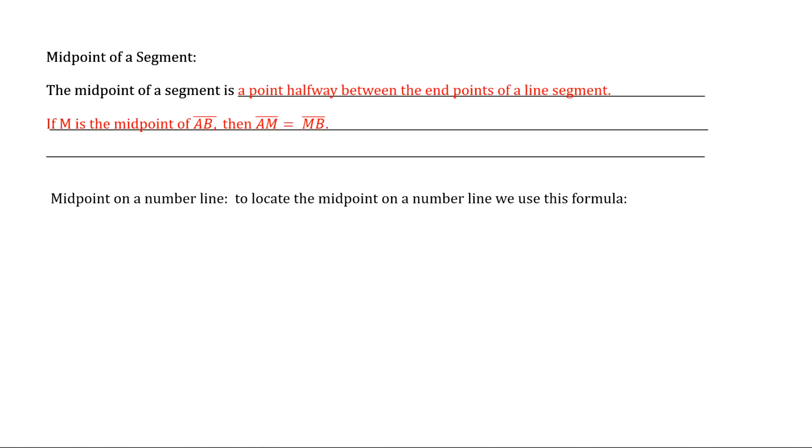To locate the midpoint, we're going to use this formula: x1 plus x2 divided by 2. We're basically taking the average of the two points to get the middle. Think back to old math with mean, median, and mode. The mean is the average of all the numbers, and it kind of falls in the middle. So that's what we're doing. We're just taking the average of our two values, adding them together, dividing by 2, and off we go.